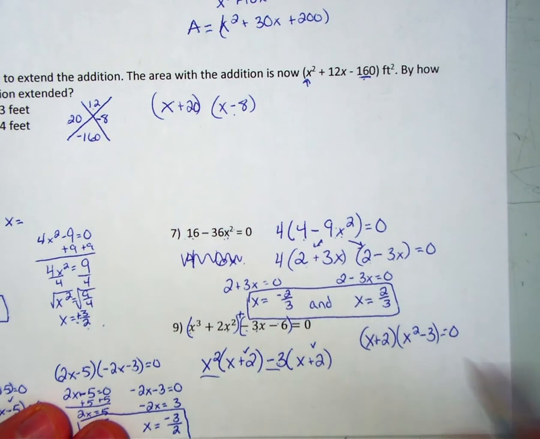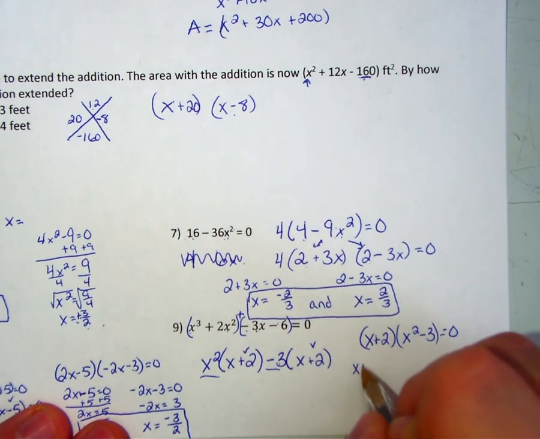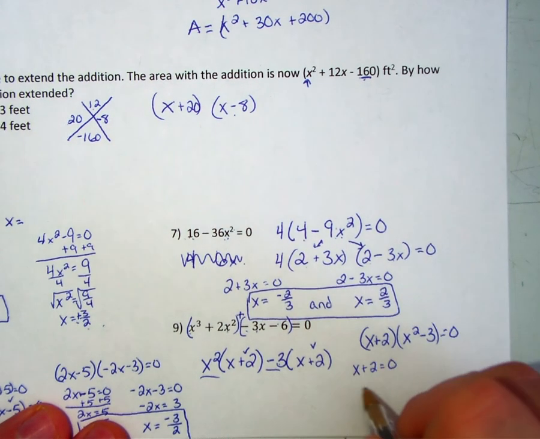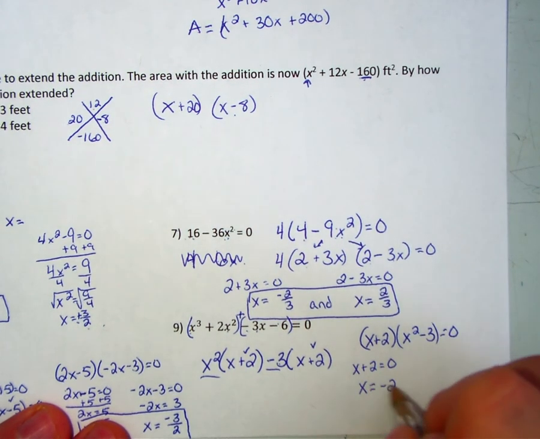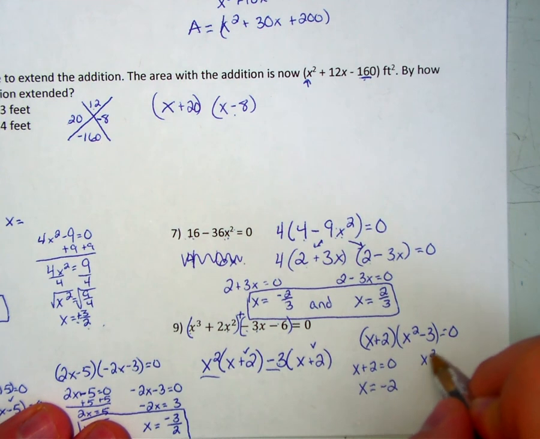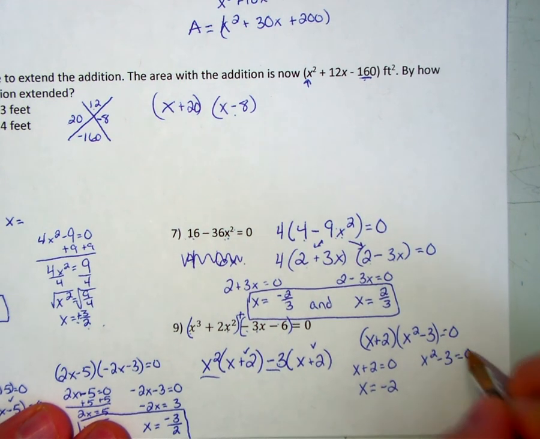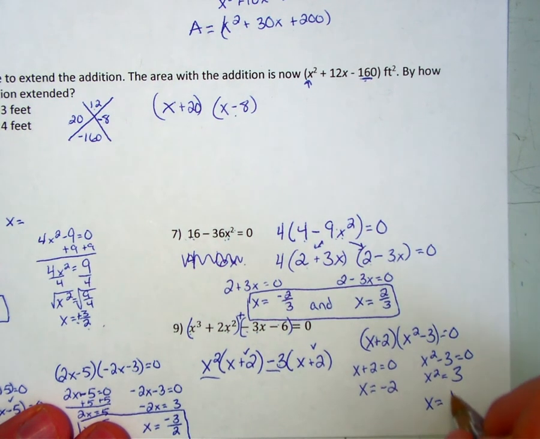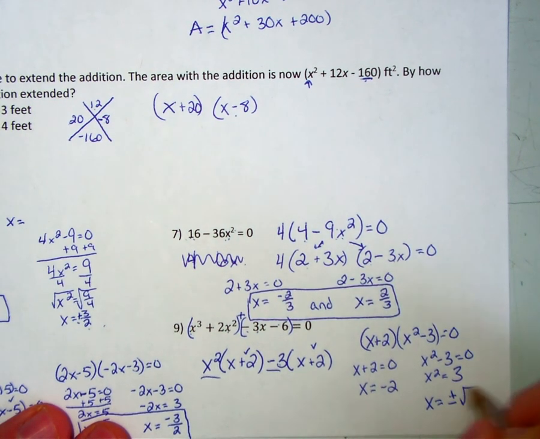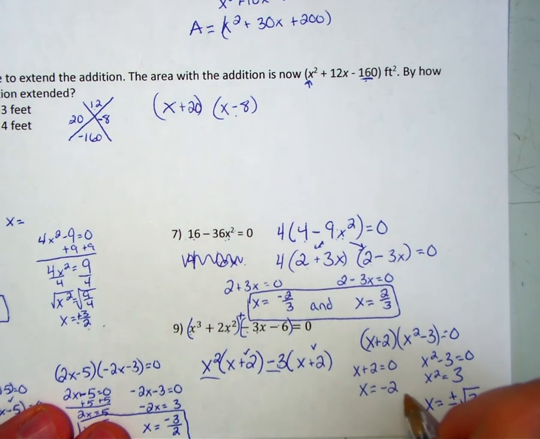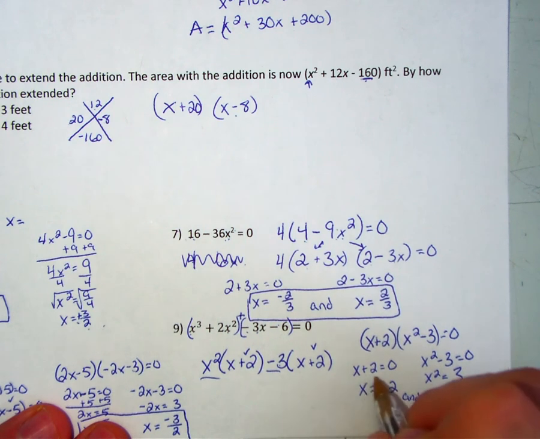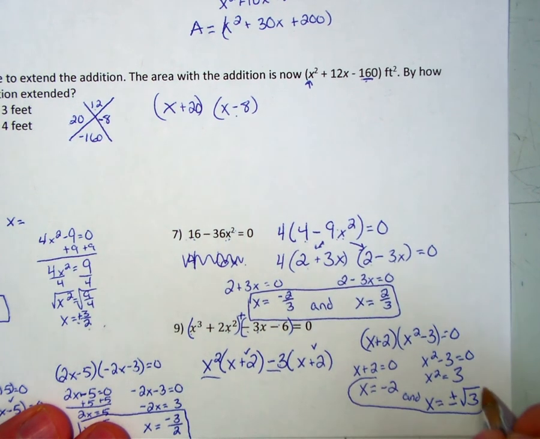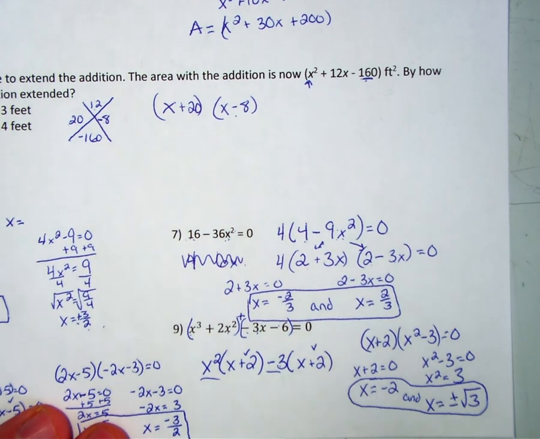All right, we set each factor equal to 0 and solve. x plus 2 is equal to 0, so x is equal to negative 2. x squared minus 3 is equal to 0, so x squared is equal to 3. Or we can take the square root of both sides, and x is equal to plus or minus root 3. So we have an x of negative 2, and we have an x of plus or minus root 3.